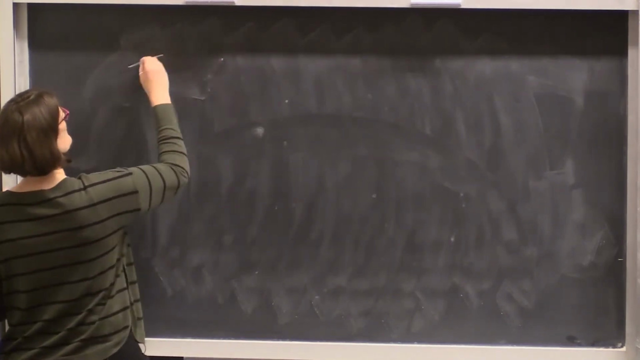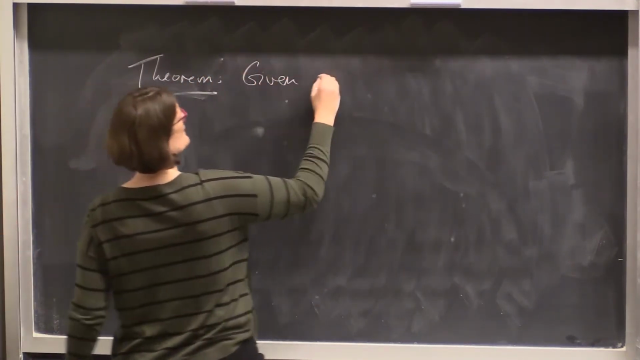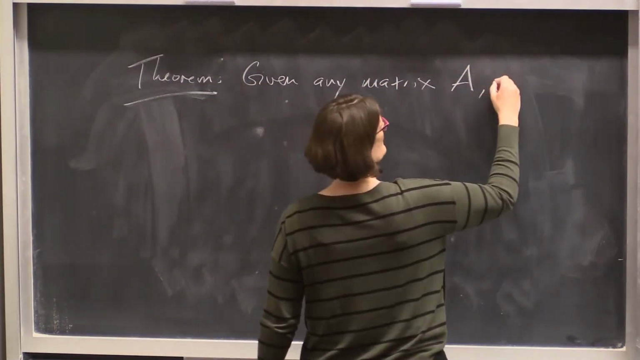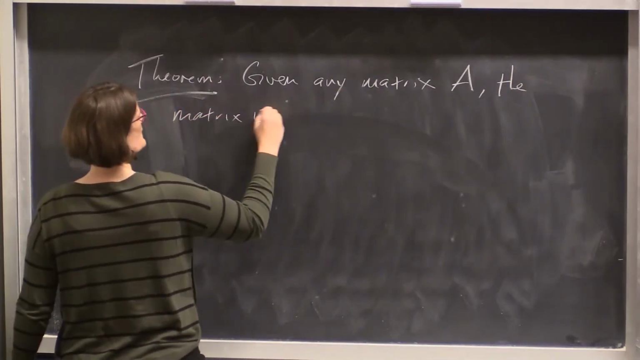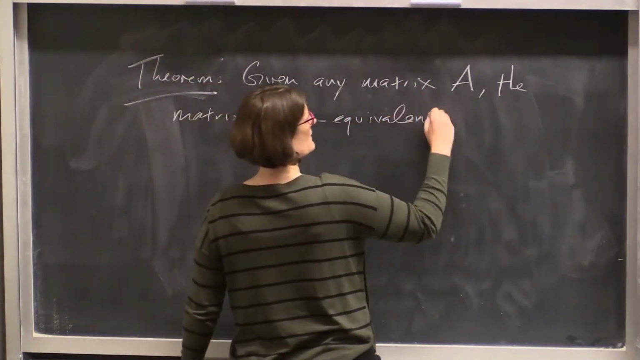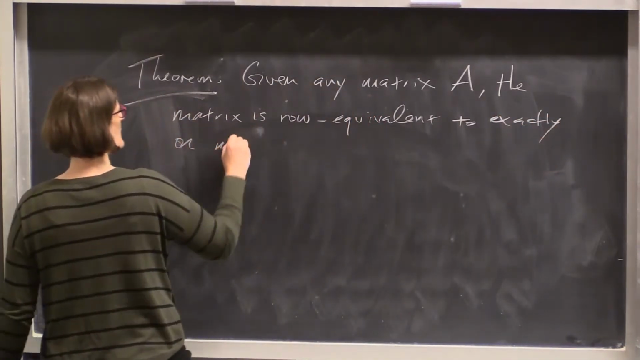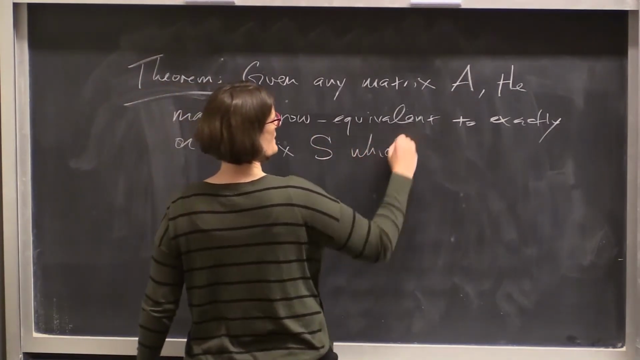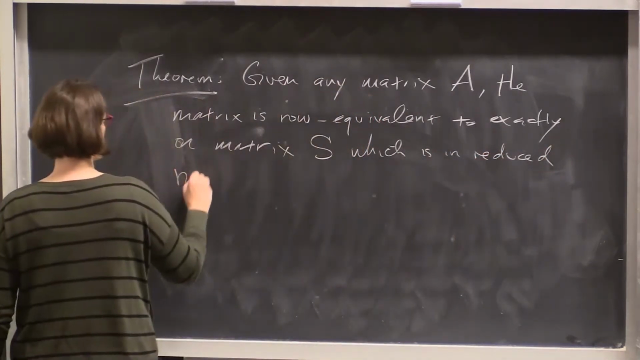Okay, so first of all, there's a theorem, which is given any matrix A, the matrix is row equivalent to exactly one matrix S, which is in reduced row echelon form.